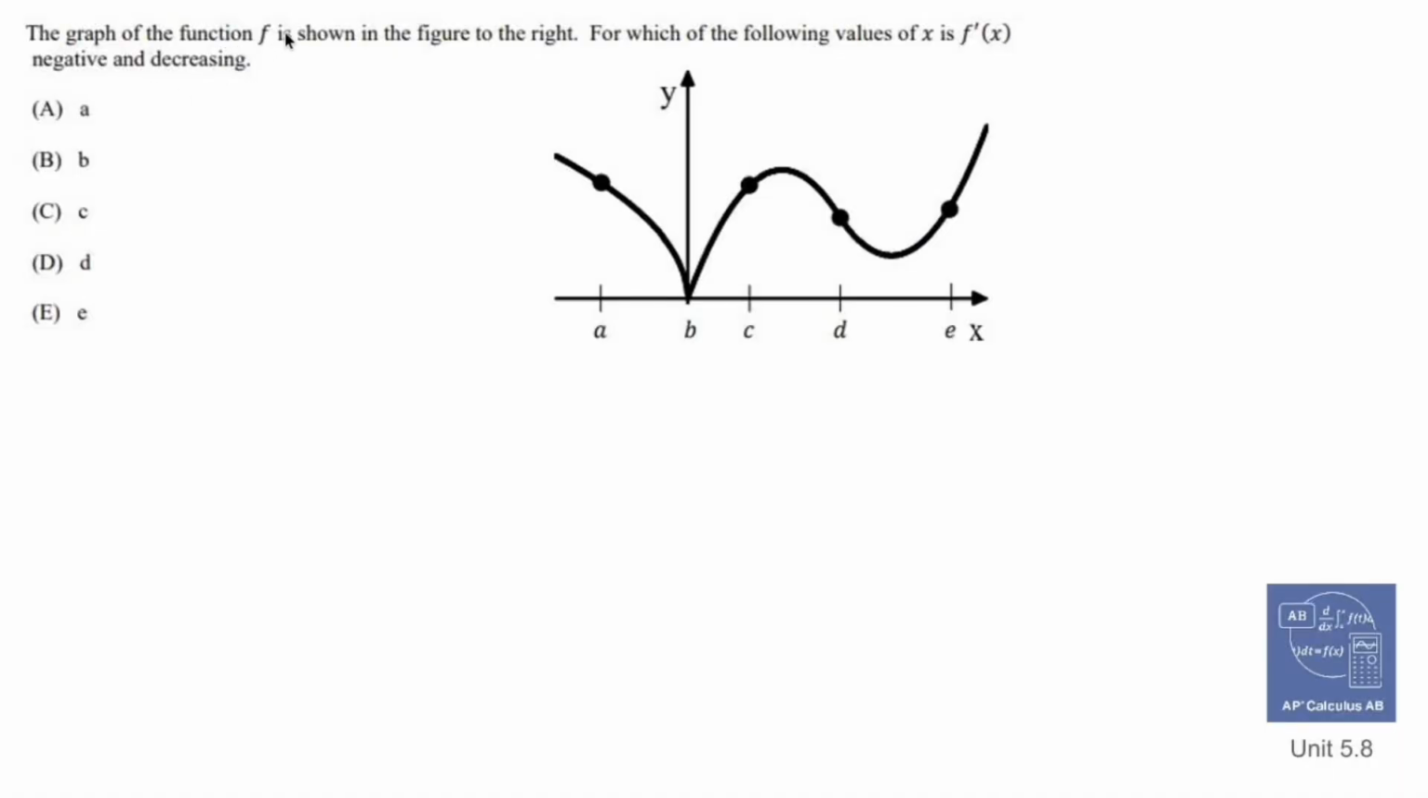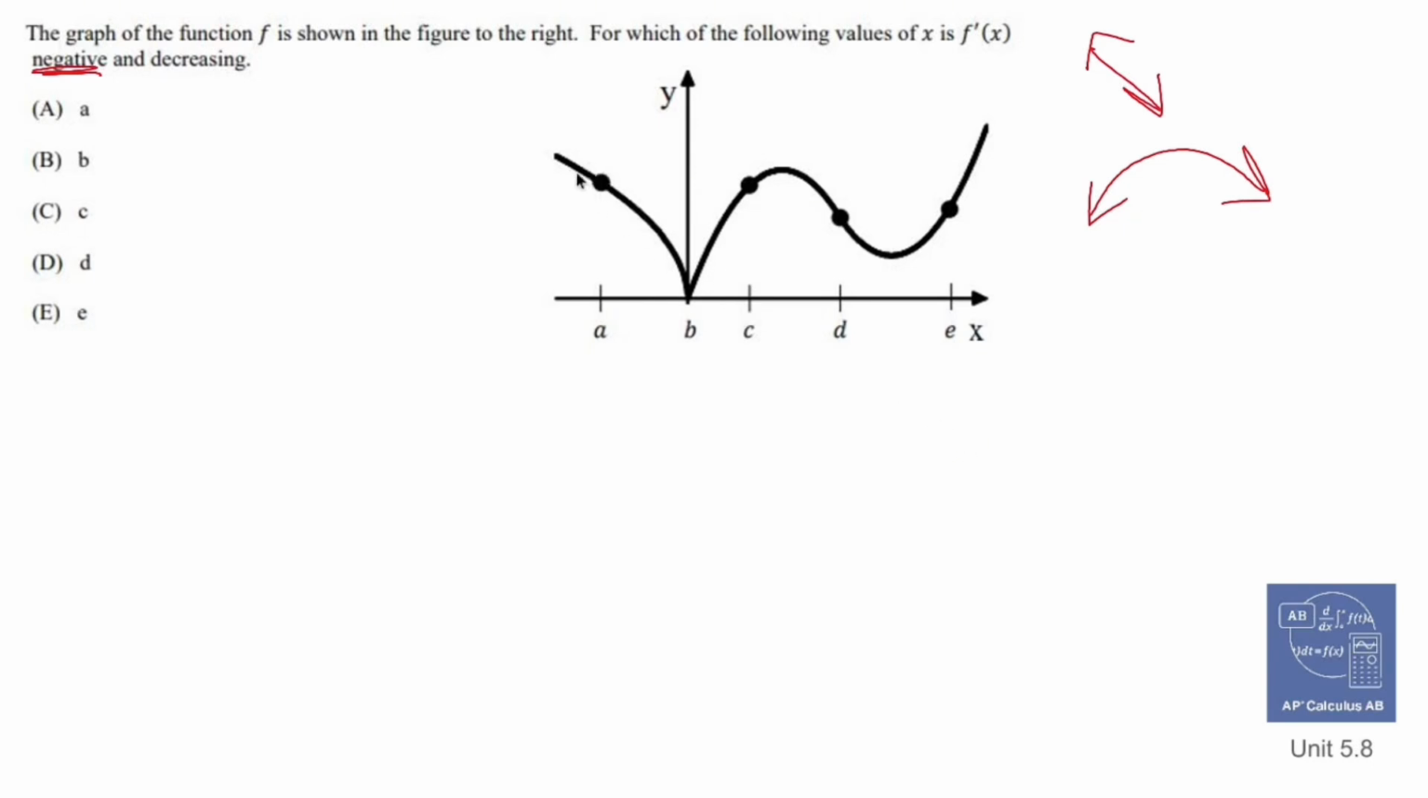The graph of the function f is shown in the figure to the right-ish. For which of the following values of x is f prime of x negative and decreasing? So if f prime of x is negative, that means it is going down and to the right. It has a negative slope. So this part means negative slope. When the slope is decreasing, that implies concave down. When the rate of change is decreasing, concave down, if you remember that from AP precalculus.